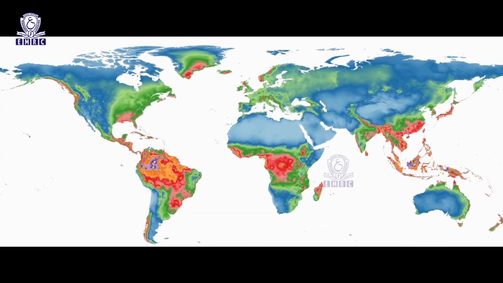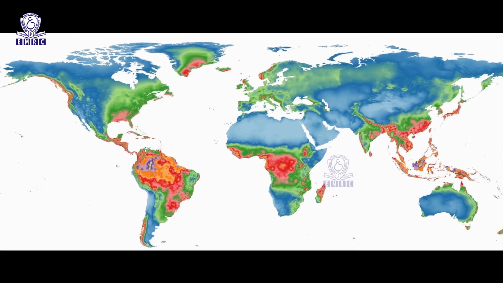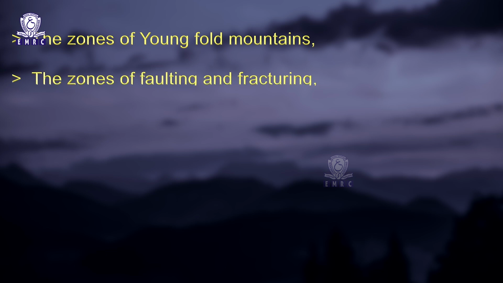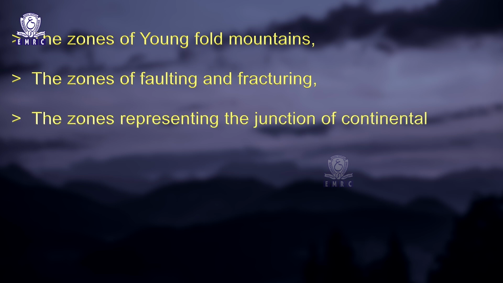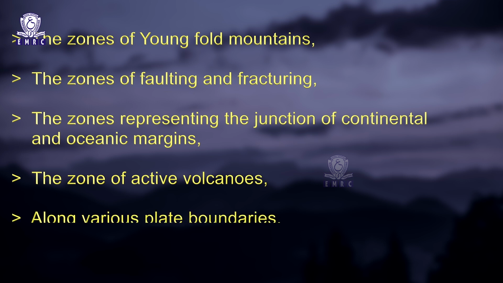The map showing the distribution of earthquakes reveals that they are concentrated in certain zones. Earthquakes are mostly associated with the weaker and isostatically disturbed areas of the world. Most of the world's earthquakes occur in: 1. The zones of young fold mountains, 2. The zones of faulting and fracturing, 3. The zones representing the junction of continental and oceanic margins, 4. The zone of active volcanoes, and next, along the various plate boundaries.